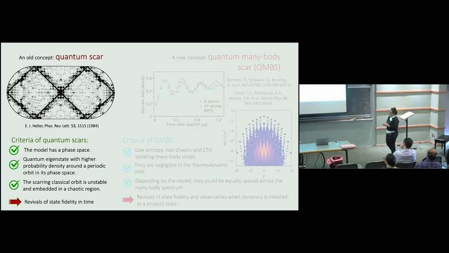So if you end up initiating a wave packet on this UPO, I'll be saying UPO for unstable periodic orbit in the rest of the talk, okay? If you initiate a wave packet on the UPO, you would actually see the revivals of the state fidelity in time, if you look at the fidelity of the time evolved state with respect to the initial state.